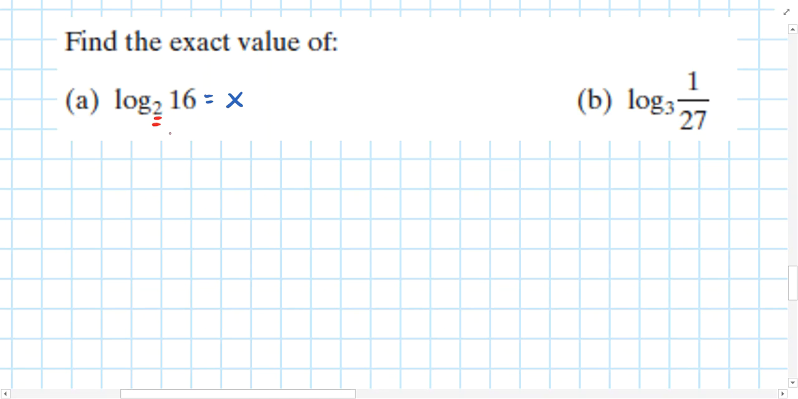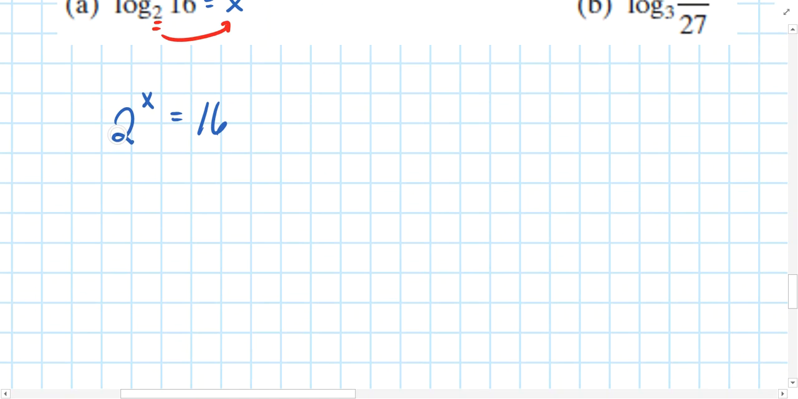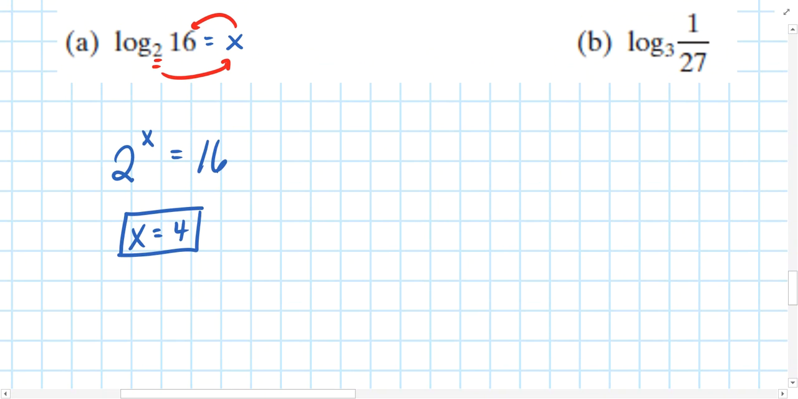Follow the loop. Start with your base of 2, loop across the equal sign, and come back to the 16 and write your exponential. Log base 2 of 16 equals x is the same as writing 2 to the x power equals 16. 2 to what power equals 16? Now this is a nice one. 2 to the 4th power would equal 16. So I know the solution to this logarithm is 4.